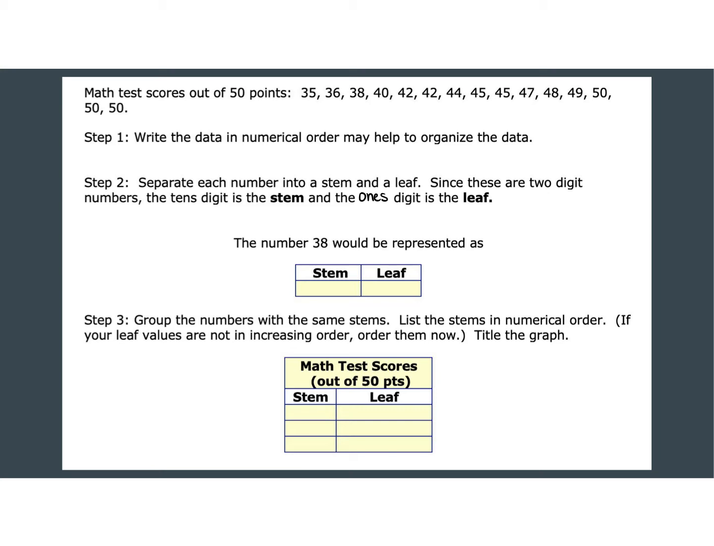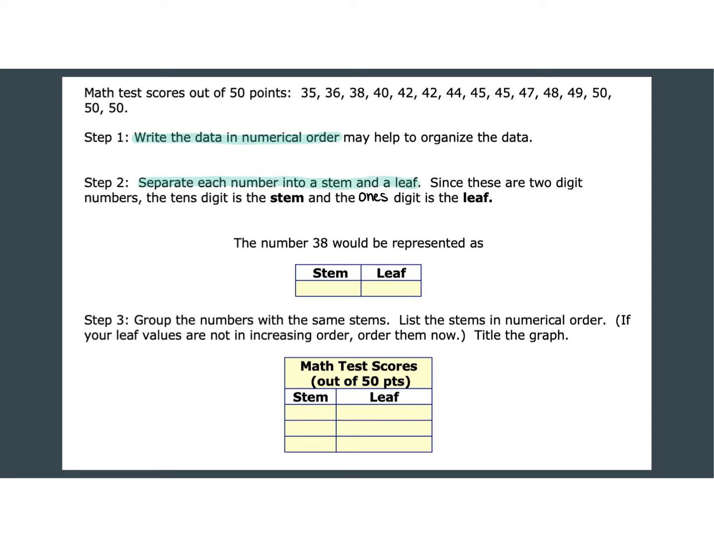We will follow 3 steps when creating a stem and leaf graph. We will use the data set of math test scores out of 50 points to create a stem and leaf graph. Our first step is to write the data in numerical order to help organize the data. Since the data values in this example are already in order from least to greatest, we do not have to do this step.